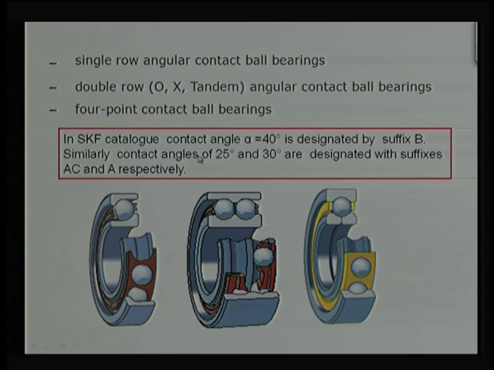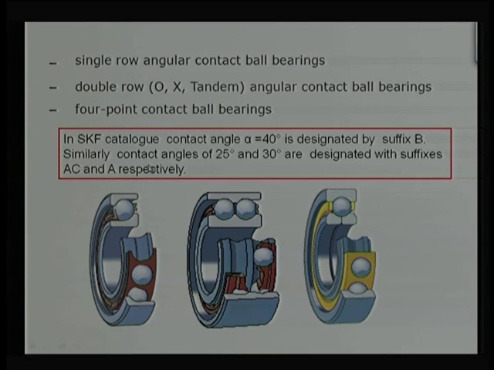If we see some catalog, and in this case we are referring to a SKF catalog, for contact angle they don't write the contact angle as 40 degree, 25 degree, or 30 degree. What they give is some sort of suffix at the end of the bearing series, and for 40 degree they give the suffix B. So if you find any bearing with a B specification in the suffix, we say, oh, the contact angle is 40 degree.